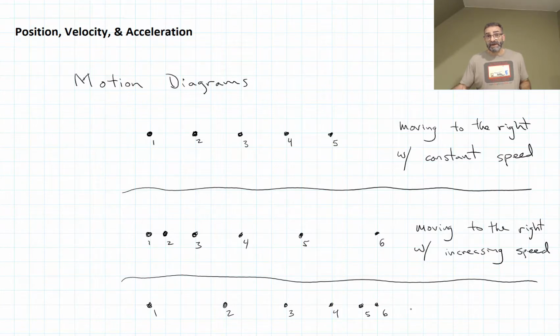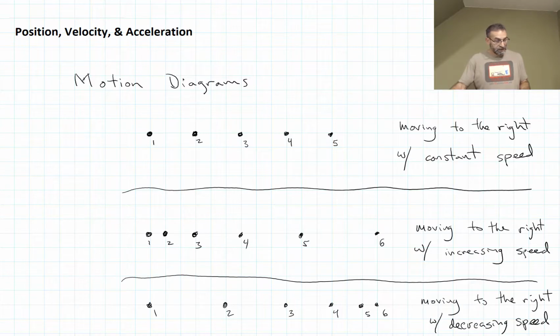And now describe the motion in this last case. So this object is moving to the right with decreasing speed. Were there words you used to describe this other than decreasing speed? Did you say there's acceleration? Or perhaps some students might say negative acceleration or deceleration?